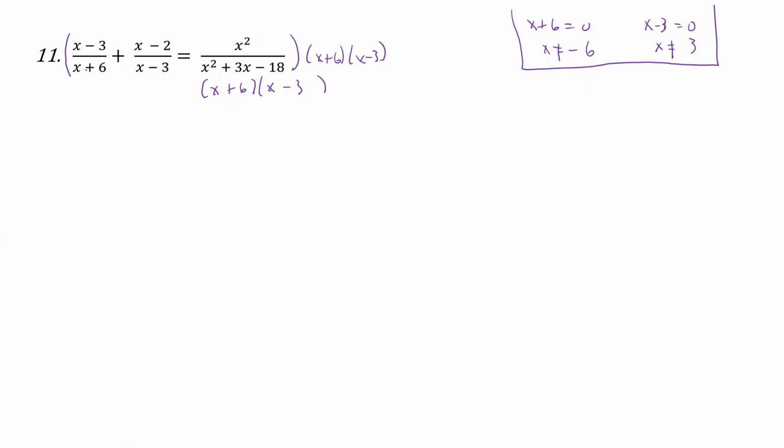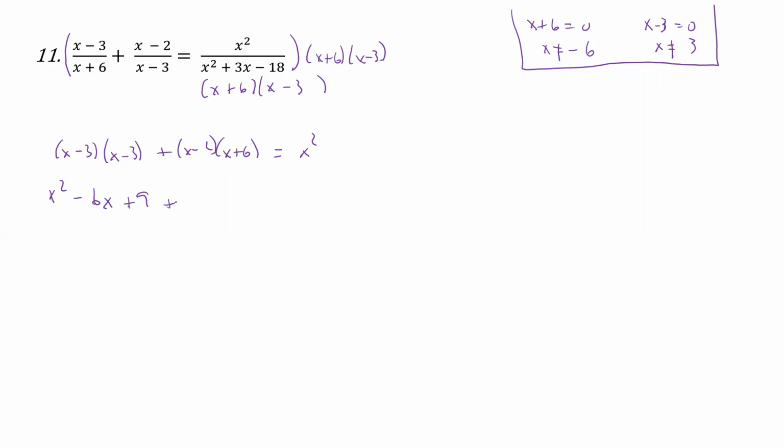Okay. Well, now that just means we're going to multiply here by x plus 6, x minus 3. And when we multiply that first term, the x plus 6 cancels, so we'll have x minus 3 times x minus 3. And then we multiply the second term, the x minus 3 cancels, and that's going to be times x plus 6. And when we multiply this one, everything cancels, and we just have x squared.